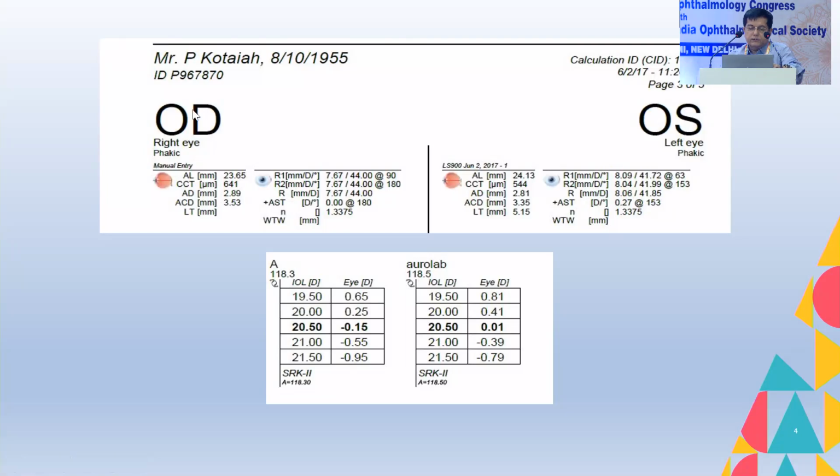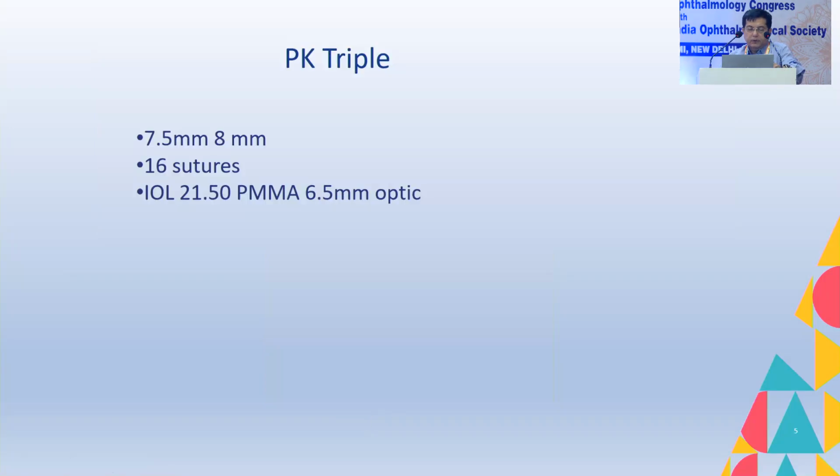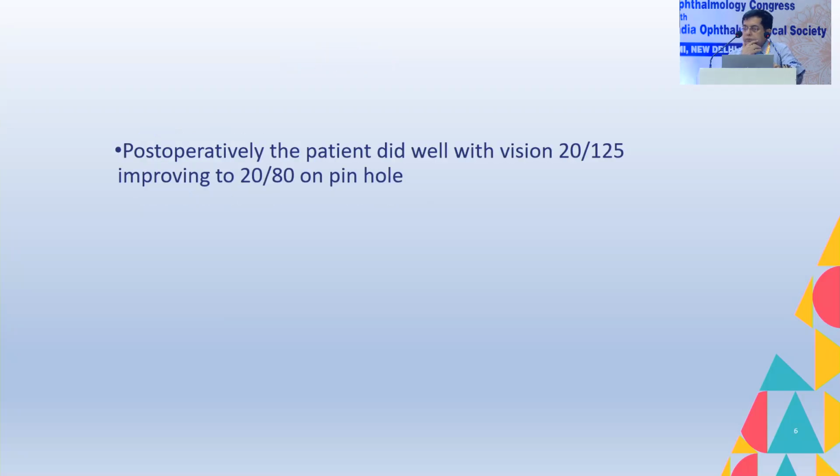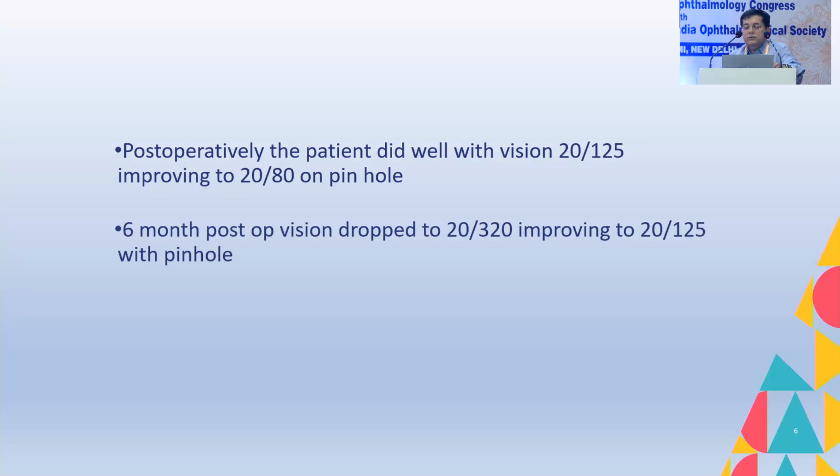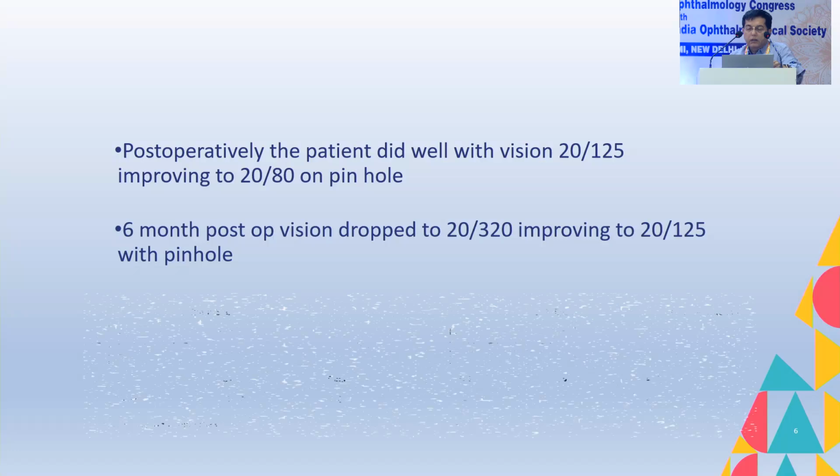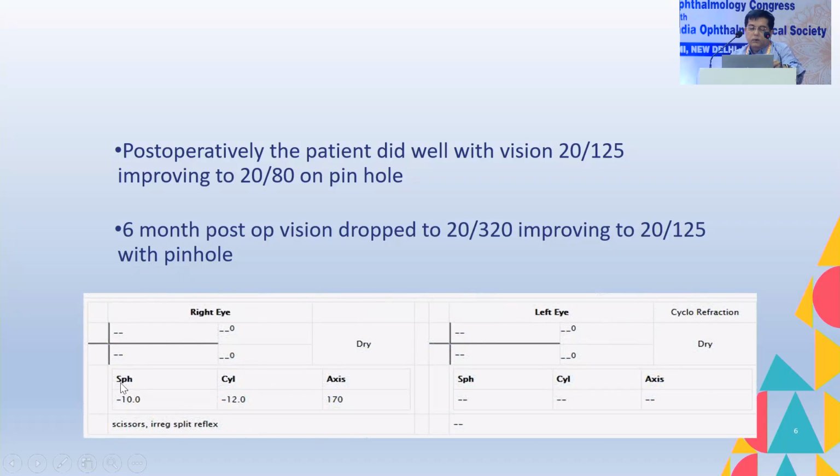Axial length was 23.65 in optical biometry, and then we implanted an IOL of 21.5. So it was an uneventful surgery, did well after the surgery. Immediately post-op, 20/125 was the vision. However, after 6 months, the vision dropped to 20/320. So what happened? So now his refractive error was -10 spherical and -12 cylinder.